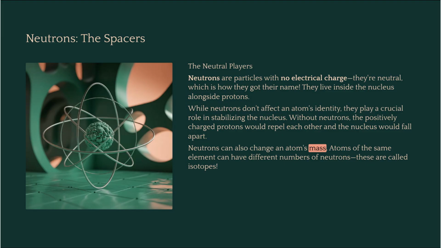The other main resident of the nucleus is the neutron. Neutrons are the great neutralizers. They have no electrical charge at all. They mostly act like a kind of glue or buffer, helping to keep the positively charged protons from repelling each other and flying apart. They contribute significantly to the atom's mass, but they don't change its identity like the protons do.